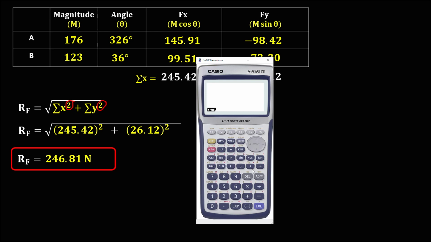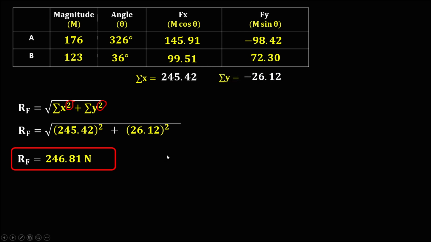Then, using this calculator to find the resultant force, so you have the square root, then open parentheses, then we have 245.42 to the power 2, then plus 26.12 to the power 2, then we need to close the parentheses, then equals, so that's 246.81 Newton.